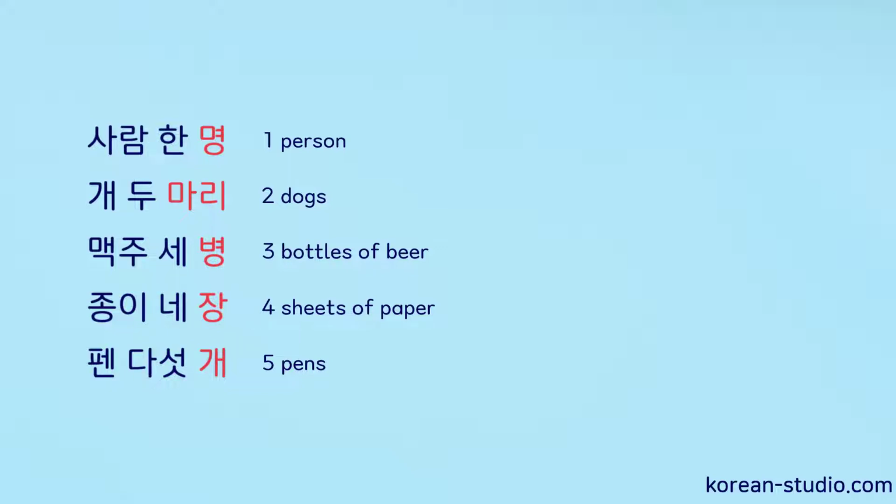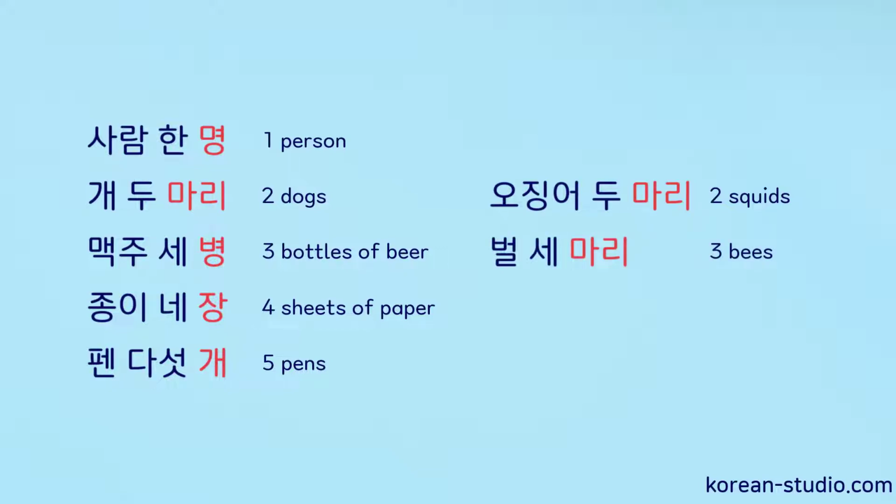Okay, so first we have the counter word 명, and we use 명 to count people. 명 is the standard counter word to count people, but if we're counting people we need to be respectful towards, we use the counter word 분. 마리 is a counter word we use to count animals, different kinds of sea creatures such as fish and lobsters, and also insects. So as well as dogs, we can say 오징어 두 마리, 2 squids, and this word 오징어 has become quite popular these days. And also we can say 벌 세 마리, 3 bees.